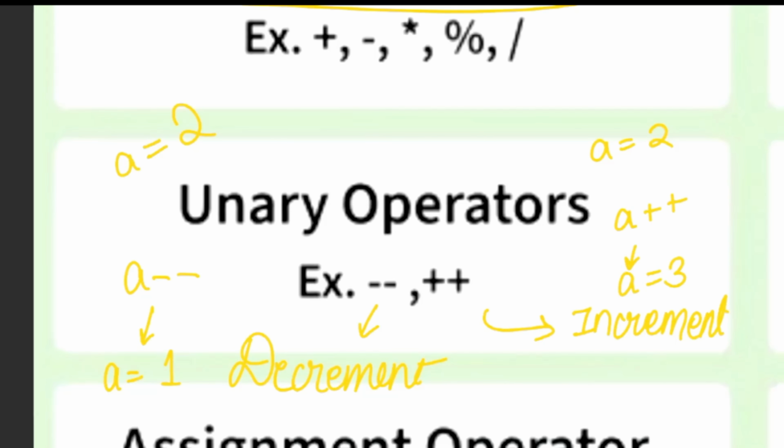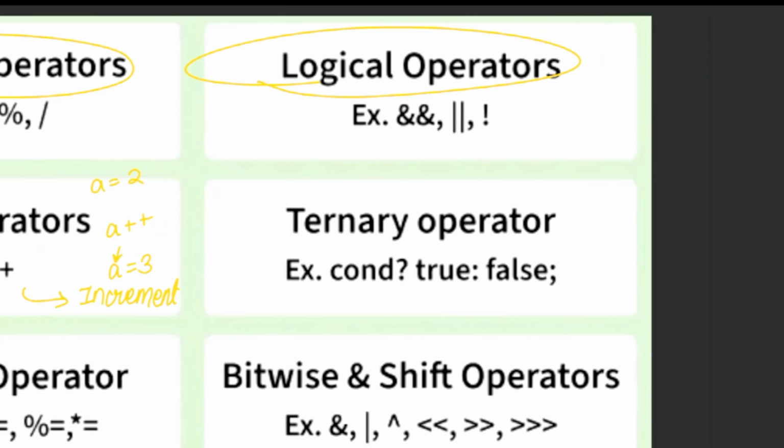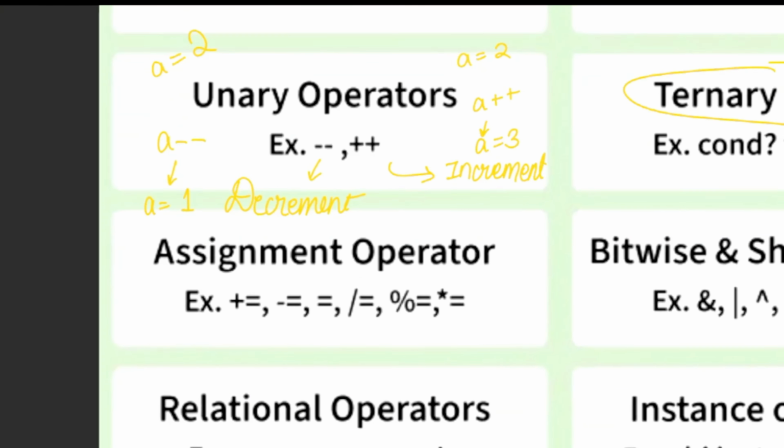The next type that we need to know is ternary operators. These are also called conditional operators, and they work as a shortcut for the if else construct, which we will be learning about in the upcoming videos. The next one is the assignment operator, and these are used to assign a value from the right hand side to the left hand side.